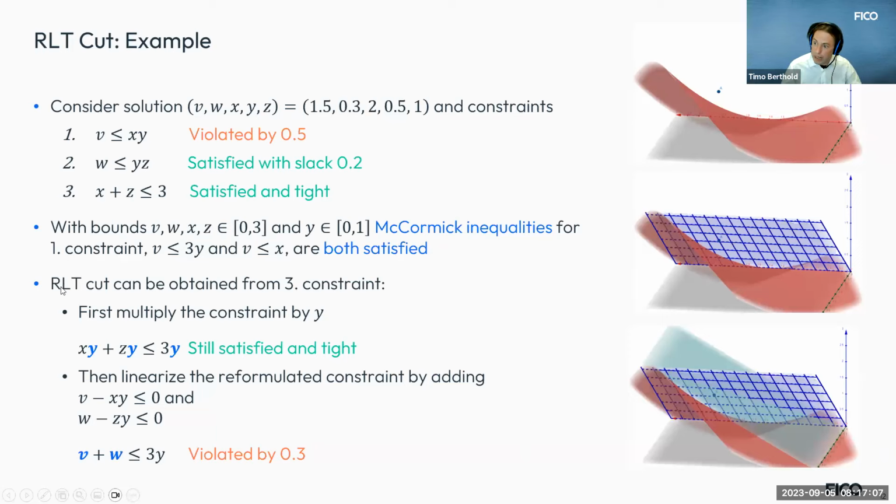And what you can now do is that you get an RLT cut from the third constraint here. If you multiply this with x, with y, you would get a linear inequality that's still satisfied and tight. You just multiply it with a non-negative number. And then you linearize the reformulating constraints by exchanging xy for v and zy for w. And this you can simply do by adding these three inequalities to each other. So here the x times y will cancel out if you add these two things. The zy will cancel out if you add this on top, and you're left with vw less or equal than 3y. And this linear inequality is violated. It has just inherited the sum of violations from the first and the second bilinear relation here. And this you can now add to your linear relaxation.